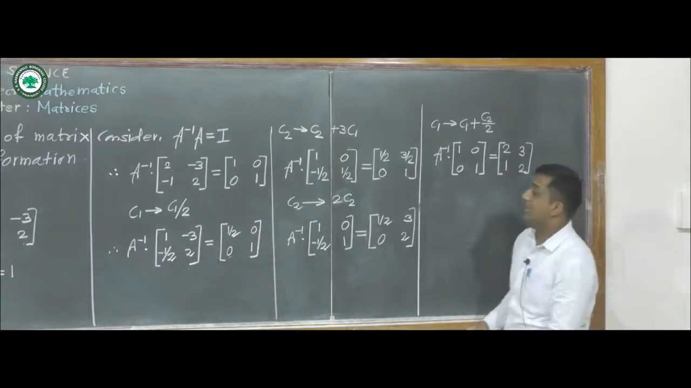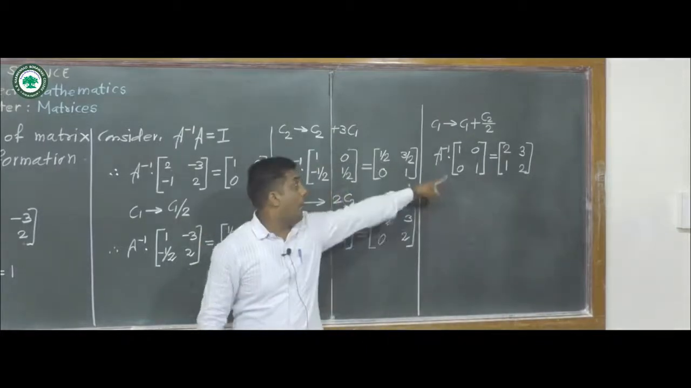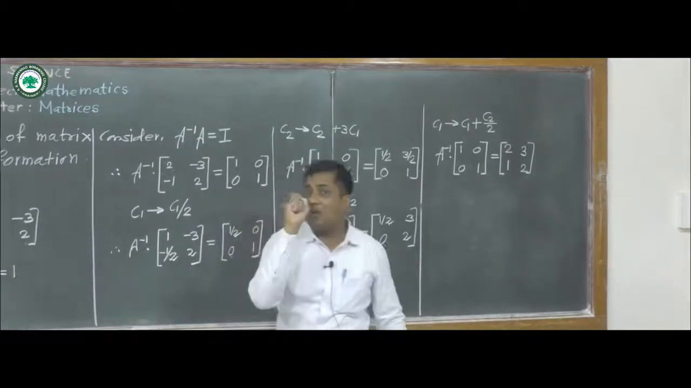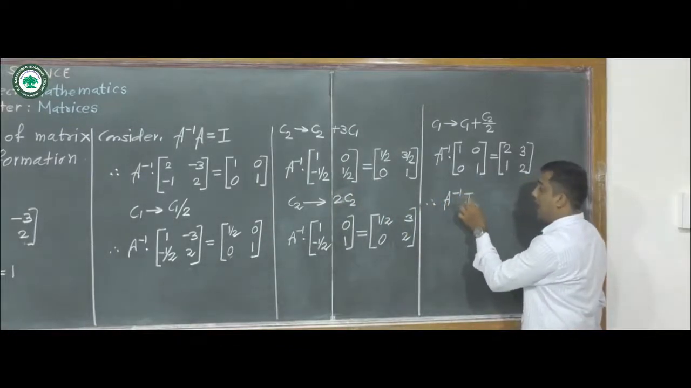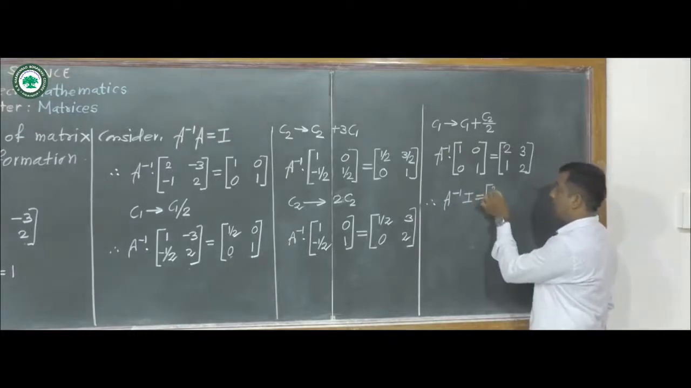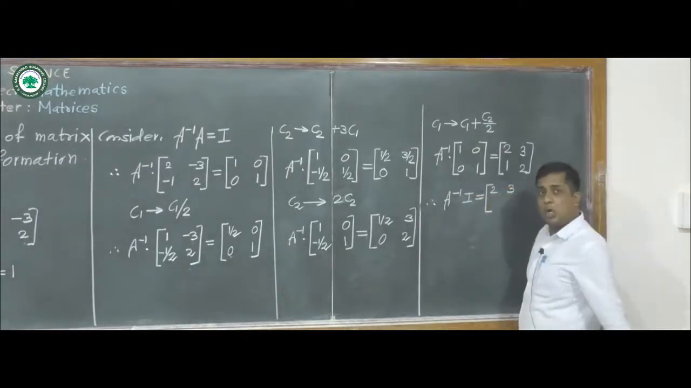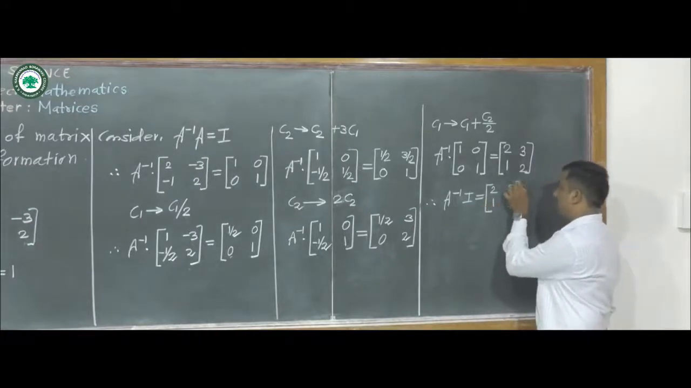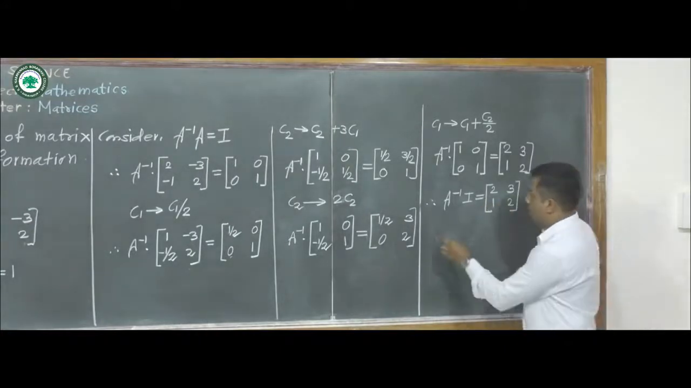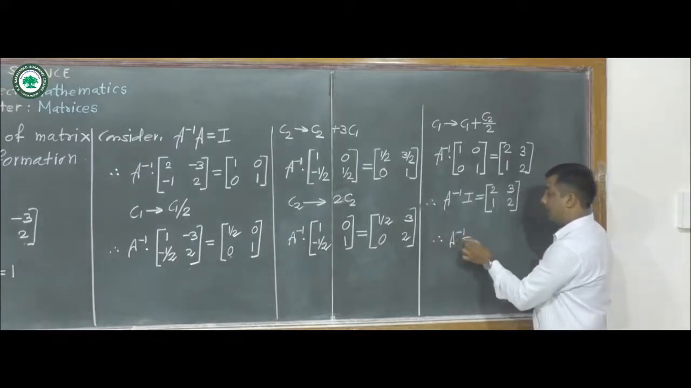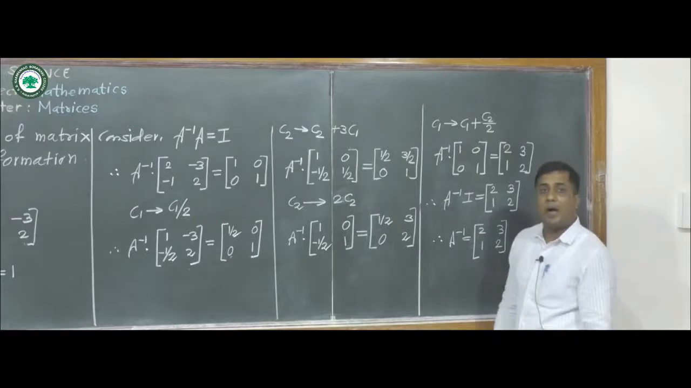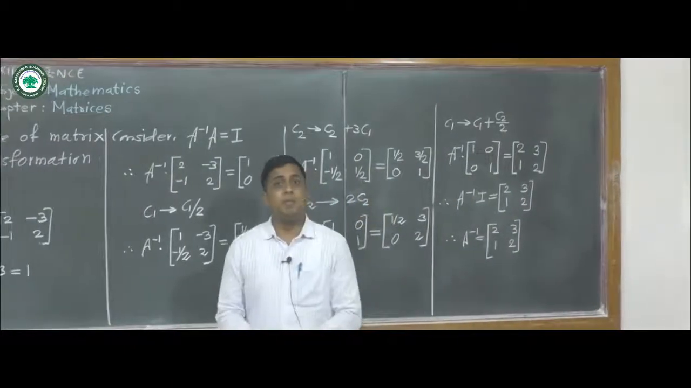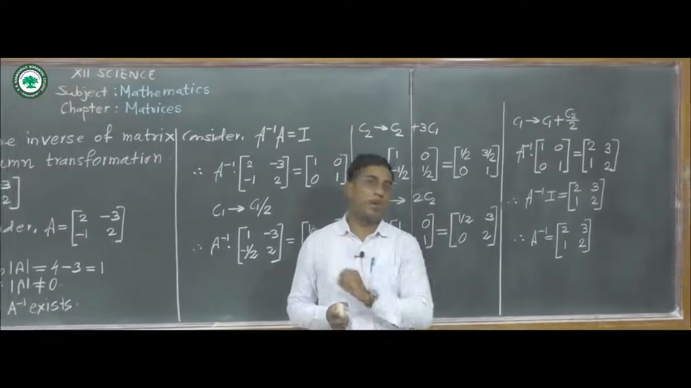So we reduce this given matrix A to the identity matrix and we use column transformation. So here we get the form A inverse, I is equal to, the matrix with elements 2 3 in the first row, then 1 2 in the second row. So A inverse is equal to the matrix having elements 2 3 1 2. So we find the inverse of the given matrix by using the column transformation.